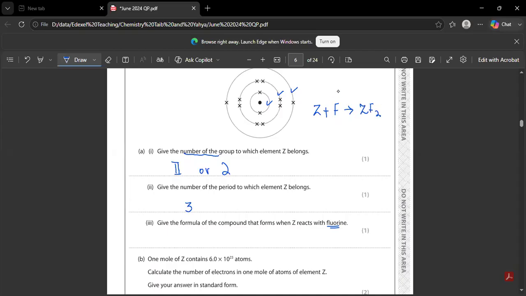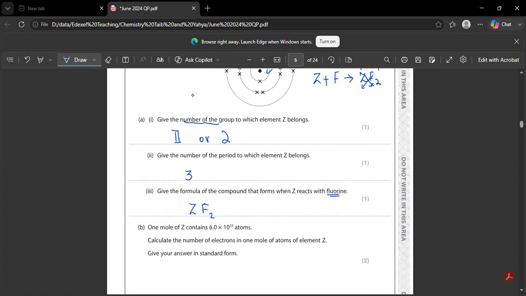ZF2. Why? Because fluorine belongs to group 7. The charge on fluorine is going to be -1, right? And the charge on Z is going to be +2, right? So by writing in the crisscross manner, we can conclude the formula here. ZF2. The 2 is here because of the +2 charge on Z.